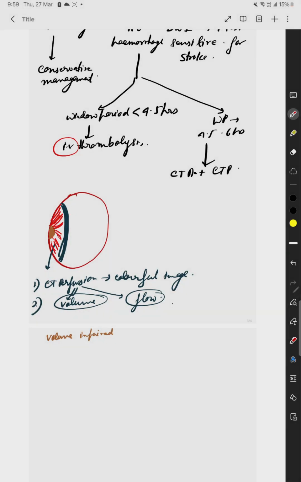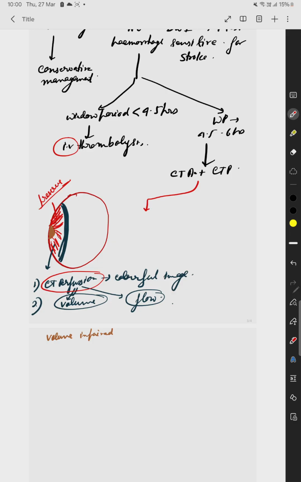So to see this, we do a CT perfusion or a CT angiography. In that case, we want to preserve this area. This area we want to preserve. So this is called the penumbra area.